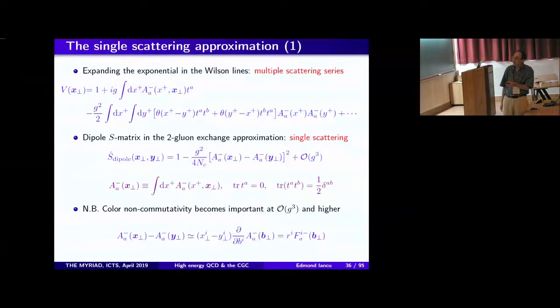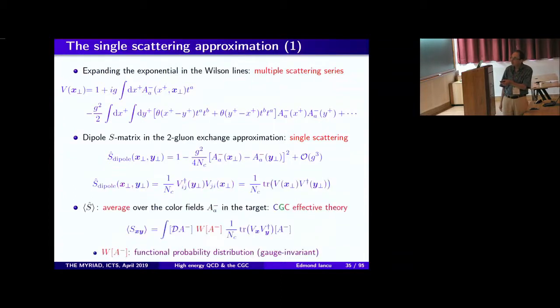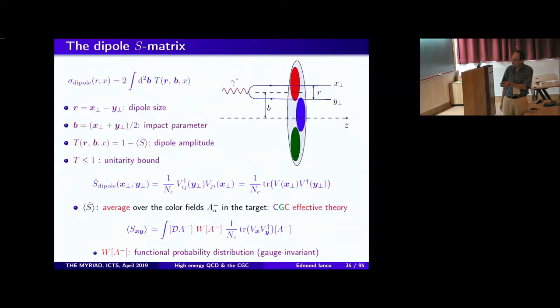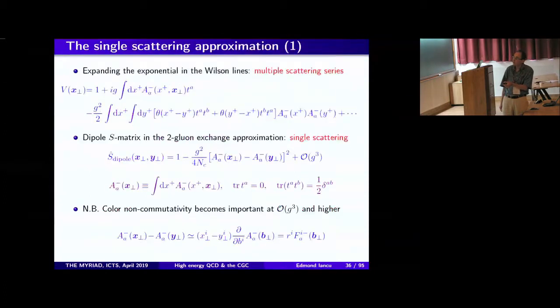Nevertheless, when I compute the single scattering approximation, I have to take a trace. And since I multiply the two-gluon piece from here with a unity piece from there, the trace is automatically taken over this combination, trace of T^A T^B, which gives delta AB. So both contributions count on the same footing, and the color non-commutativity does not play any role in the single scattering approximation, only beyond single scattering. And then the dipole matrix is very simple. S is one from the unity, plus the expectation value.